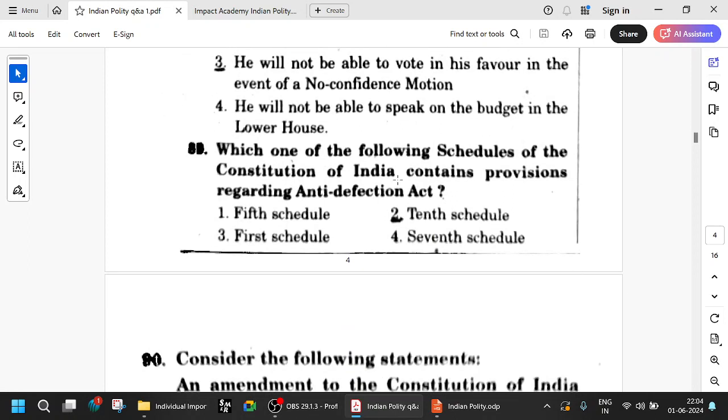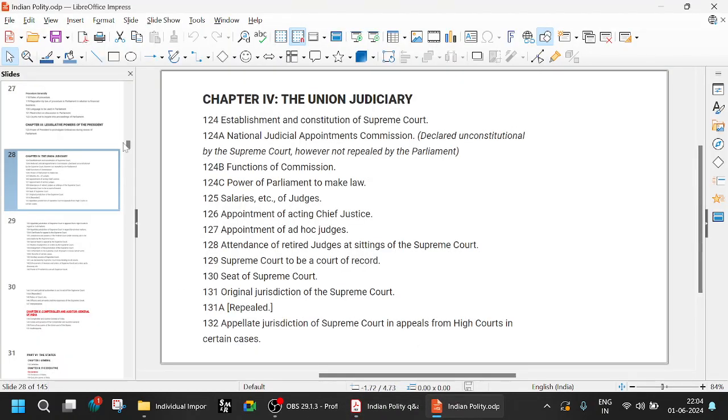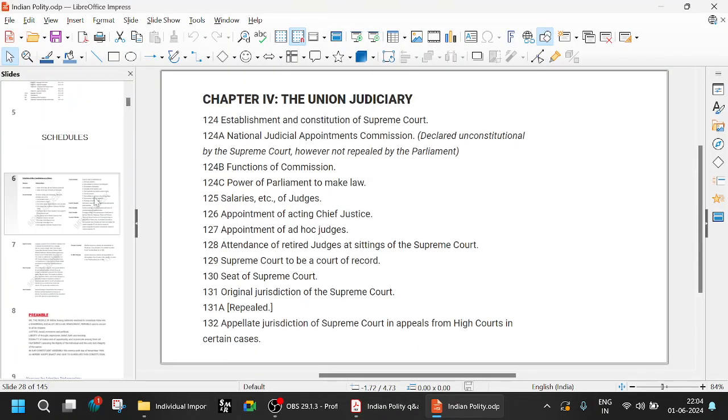Which of the following schedules of the Constitution of India contains provisions regarding anti-defection? 10th schedule. Okay, the 10th schedule is called the anti-defection law, 1985. It's very important. If you look at the schedules, you have to remember all the schedules.